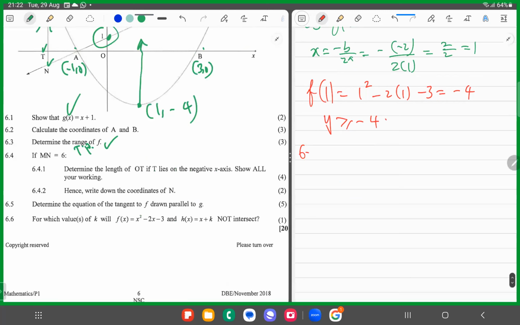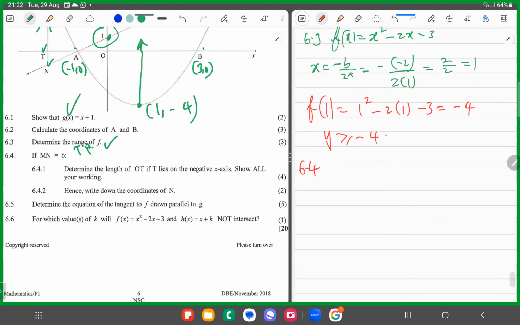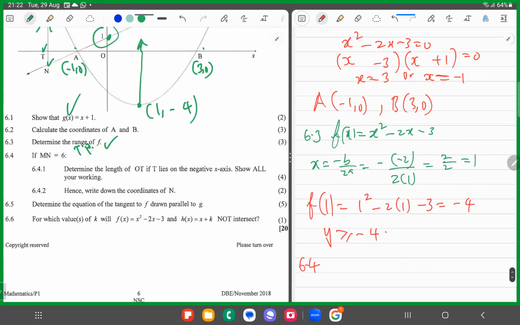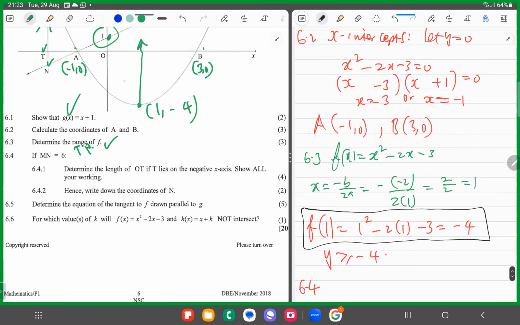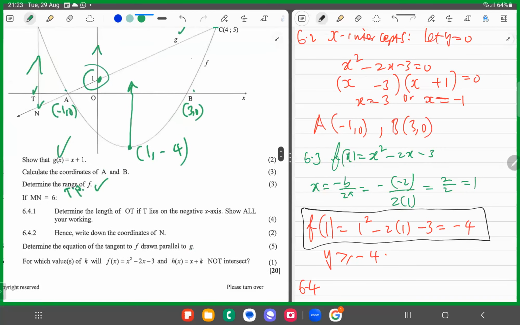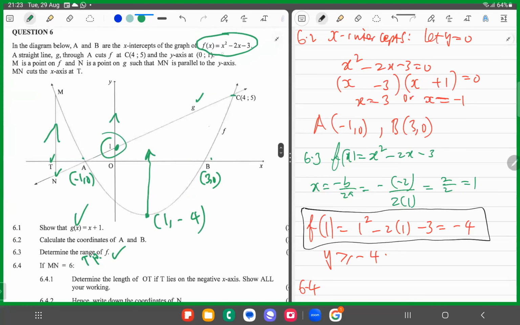Where does the minus 4 come from? Okay, that's a good question. The minus 4 comes from the y value because we found the value of the function f at 1. Right, we remember that the function f has the equation x squared minus 2x minus 3. But we substitute the x value of the turning point, substituting 1 into this.